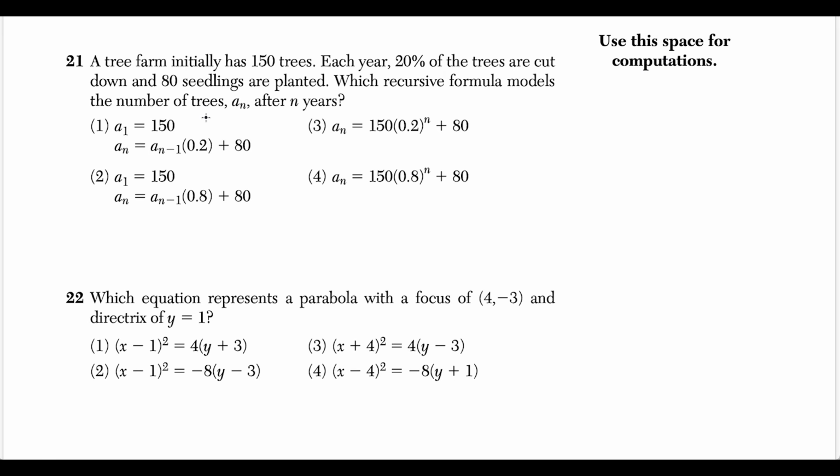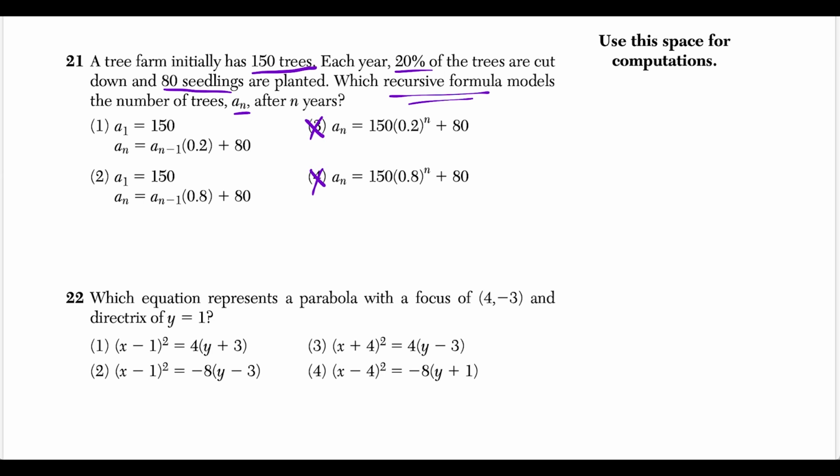Question 21, we have a tree farm that has 150 trees initially, and then each year 20% of them are cut down, 80 seedlings are planted. Which recursive formula models the number of trees a sub n after n years? So if it's recursive, that means there needs to be an a sub n minus 1 component in the a sub n formula, because a sub n minus 1 means the term before. That's what it means to be recursive. So choice 3 and 4 are out, because notice there is no a sub n minus 1. So now the million dollar question is, is it choice 1 or choice 2?